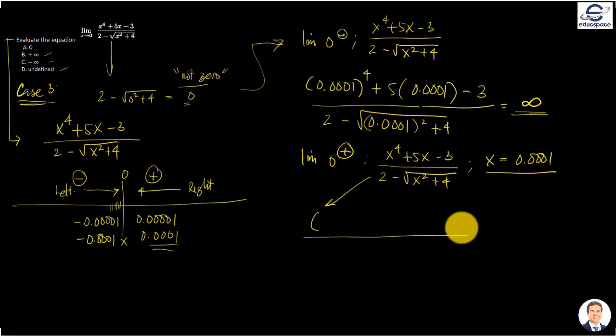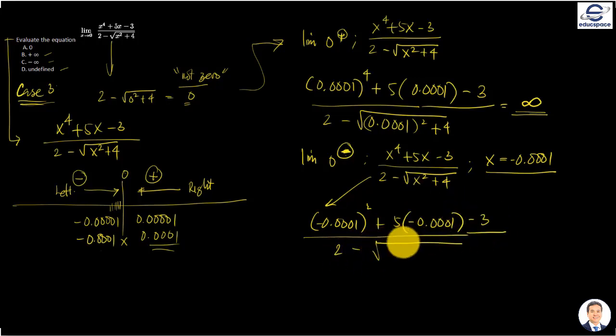Substitute the values. Oops, I made a mistake here. I used positive, so let's take this as positive, and now let's do the negative. So small correction: let's take this as negative now, from the left. Okay, negative 0.0001 squared plus 5 multiplied by negative 0.0001 minus 3, and then 2 minus the square root of negative 0.0001, again negative, that's my mistake earlier, squared plus 4.